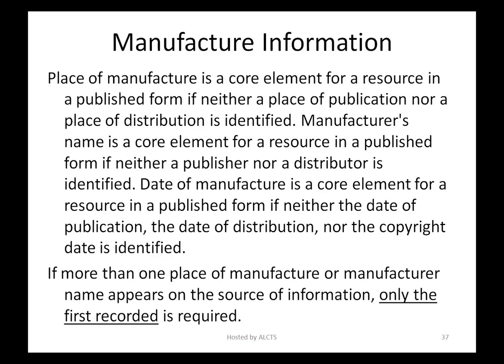Manufacturer information works the same way as publication and distribution information. So if you don't have the information about the publisher, then you go to the distribution information, and if you don't have that, then manufacturing information becomes a core element if you have it.